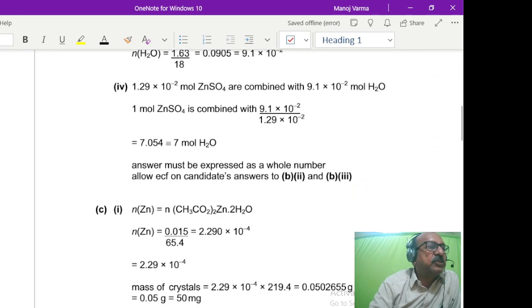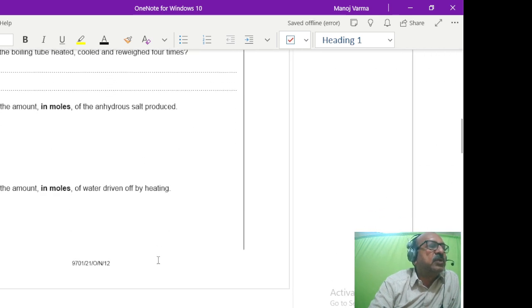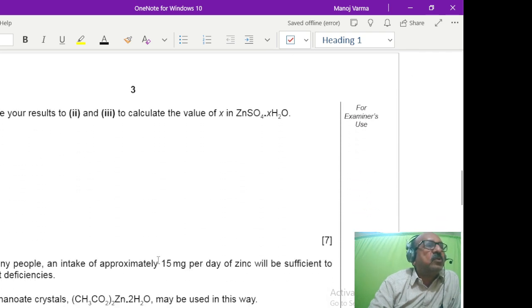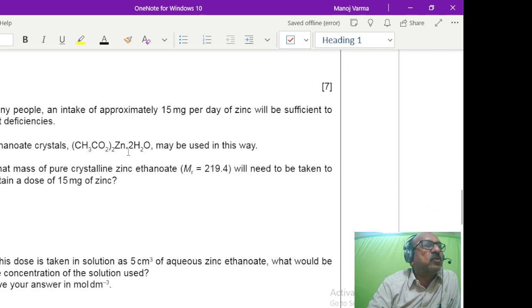So let's go to the next question and see what was the next part of the question. This was also based on moles. Now, for many people, an intake of approximately 15 milligram per day of zinc will be sufficient to prevent deficiency. Zinc ethanoate crystals, this is the formula of zinc ethanoate. You see 2 over here because the valency of zinc is 2. This is the water of crystallization and may be used to provide you with the zinc that you need. You may use this particular salt to get the zinc.